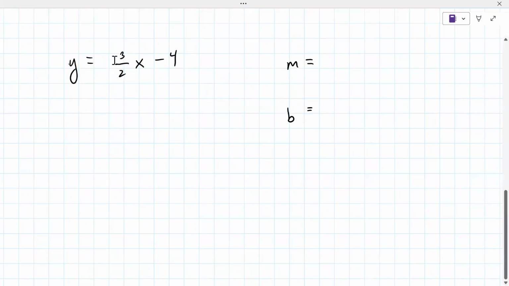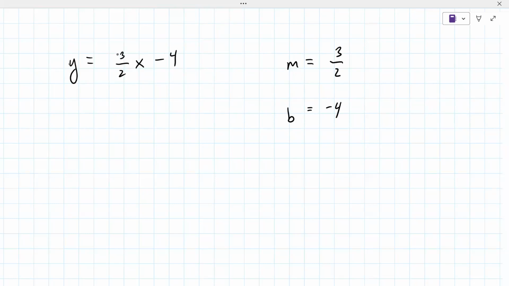Well, there's a little bit more here. This fraction bar and this other number constitute the entire thing. What is this whole number? 3/2. So that is the slope. What is the b value? -4. Good.